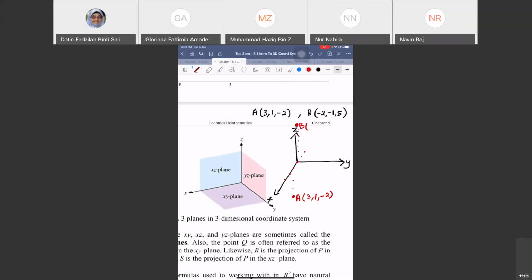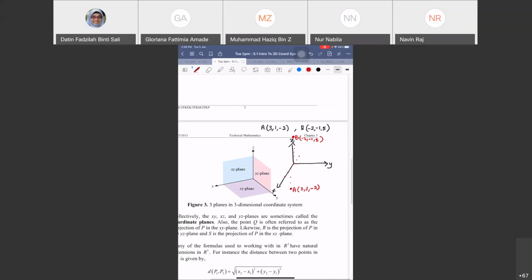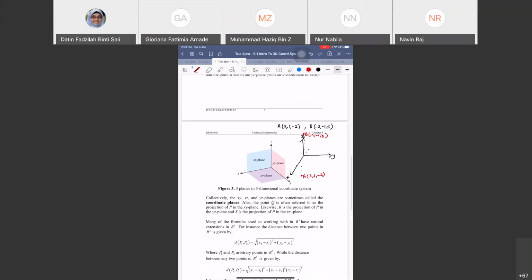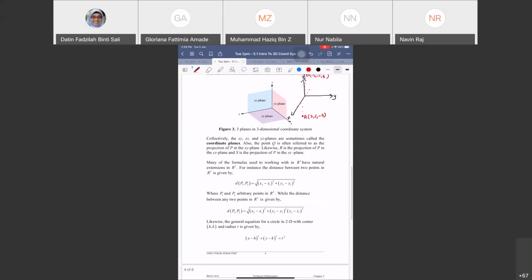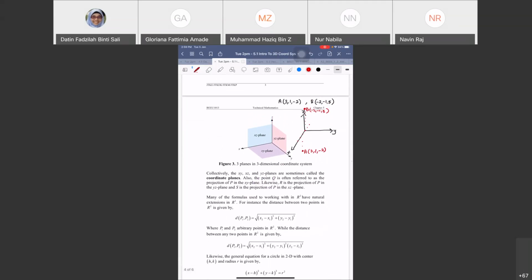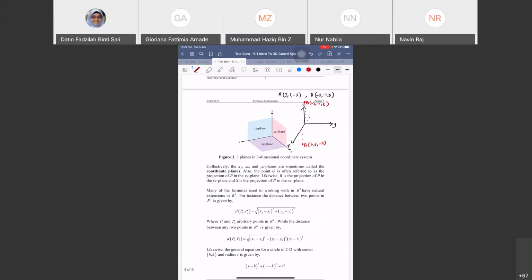Okay, so that is your point B, -2, -1, 5. So basically that's how we roughly plot our point in three-dimensional space. And for the introduction, what we want to highlight is plotting the point: how do you plot your point in three-dimensional space, as well as, once you have a point, you can find what we call the distance.